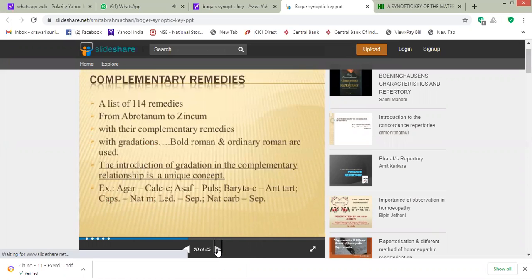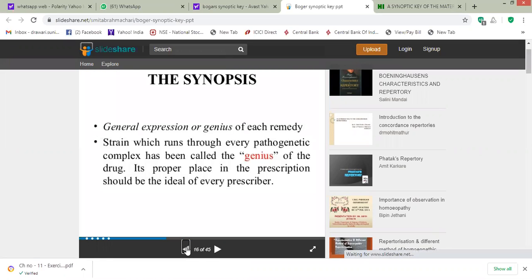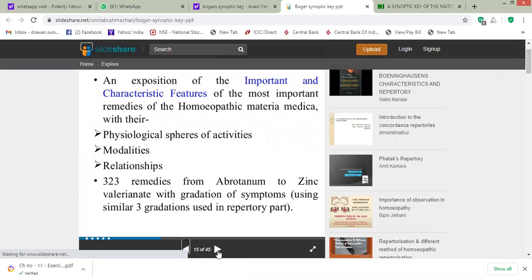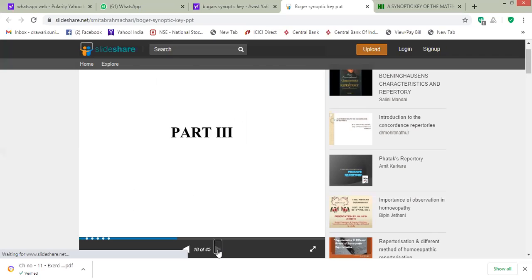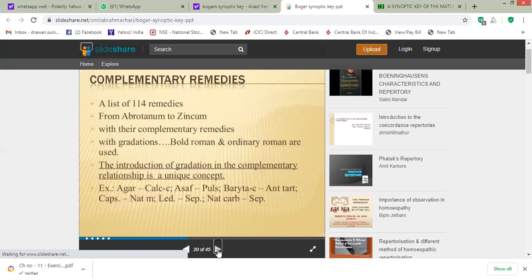Then under the complementary remedies, the duration of action of about 127 remedies is given. Under the second part, the synopsis, 323 remedies are discussed. Then under the duration of action, about 127 remedies are given. Under the complementary remedies, a list of about 114 remedies is given.